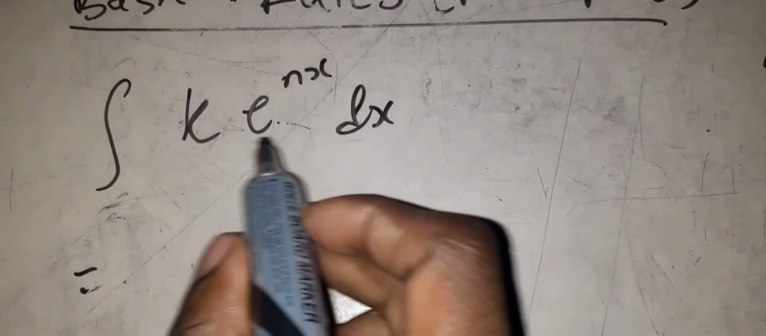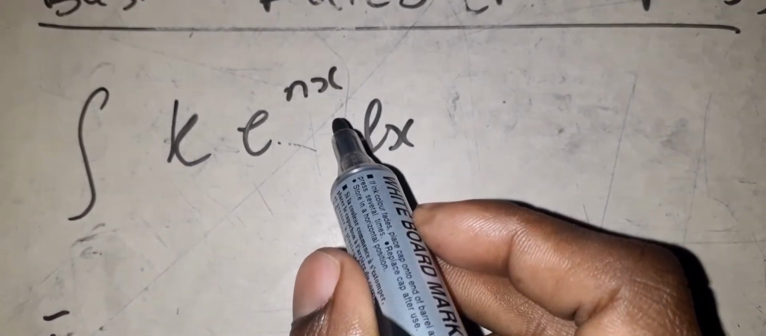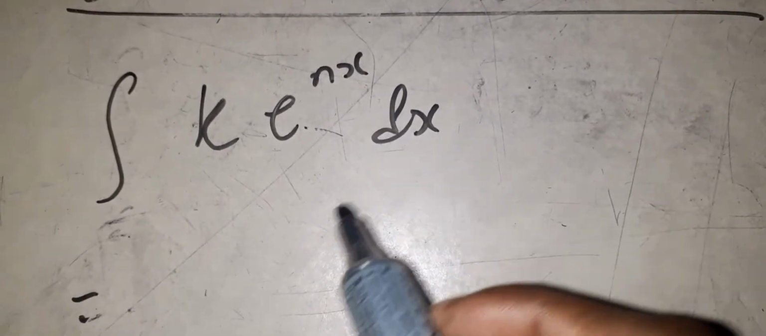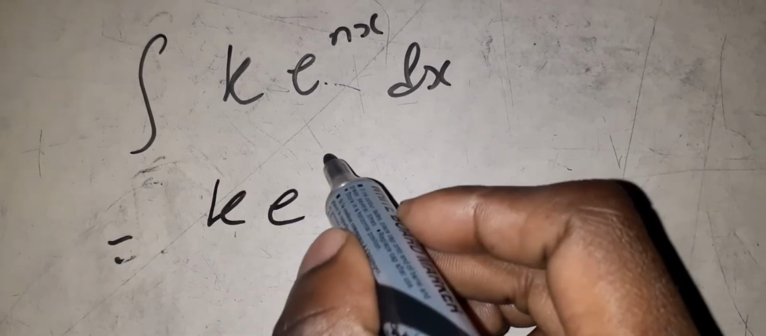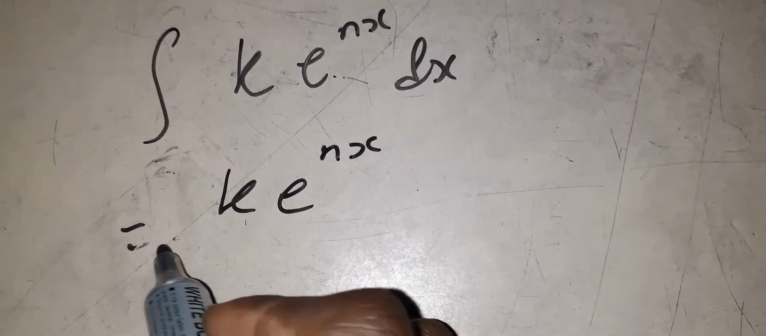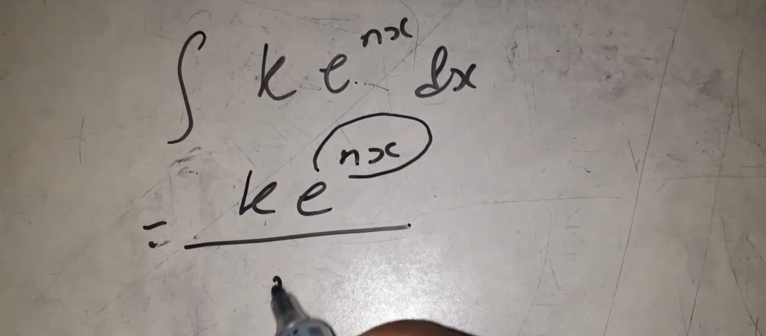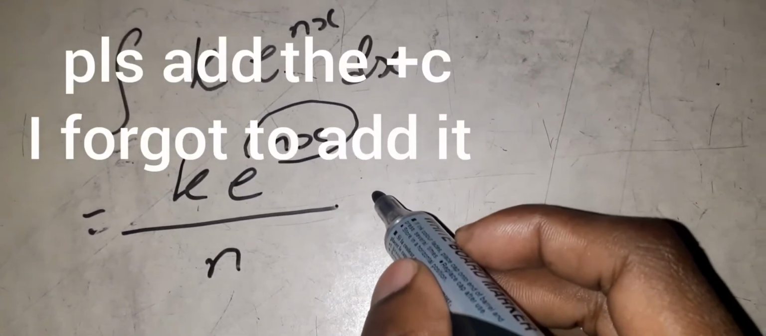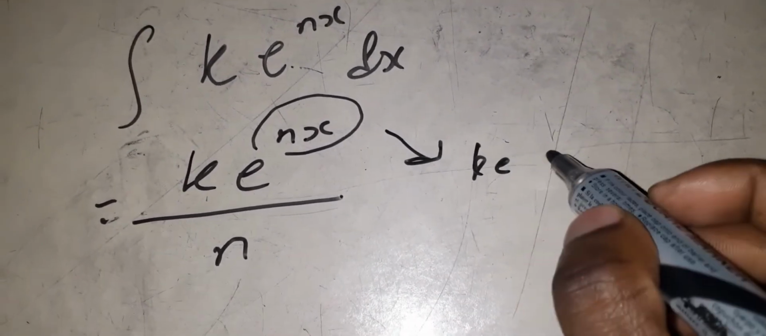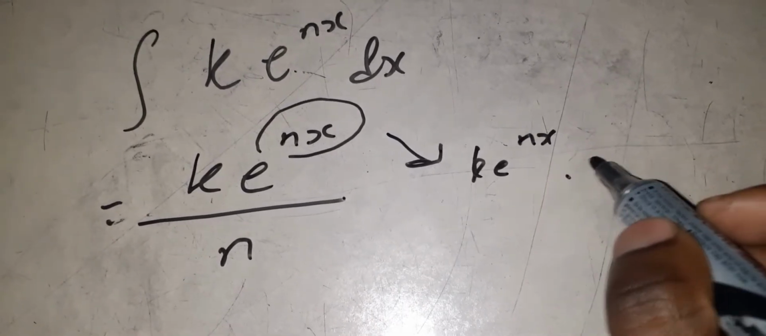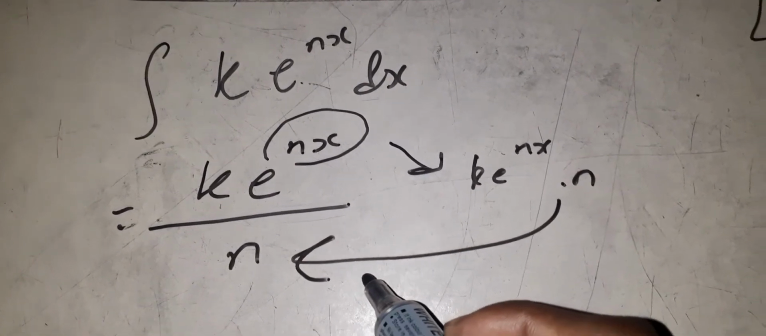If you have a situation like this, k e to the power of nx, we just write it exactly as it is. Then we divide by the derivative of f of x. F of x is this one, and the derivative is n. But you know that in differentiation, we'll just write k e to the nx, then multiply by the derivative. But here we just divide. Remember what I said? We just divide in integration.